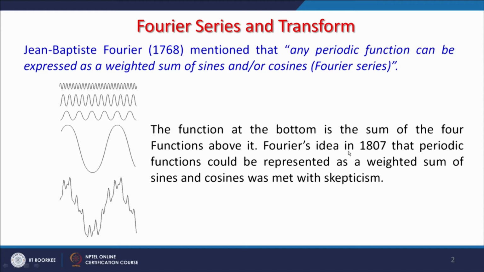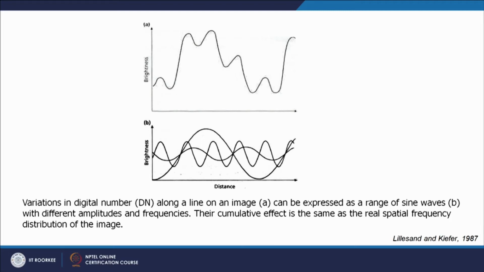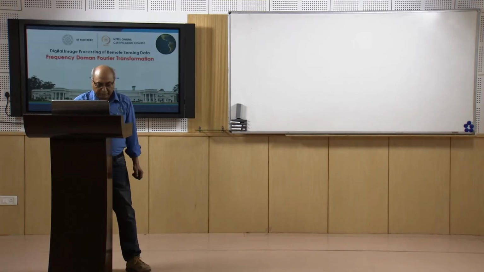Fourier's idea in 1807, that periodic functions could be represented as a weighted sum of sines and cosines, was met with skepticism. People didn't appreciate it at that time, but now it has been adopted in digital image processing. Here we are mainly thinking in a linear fashion, but for remote sensing data, which is two-dimensional, we can still employ this, as we will see very soon.